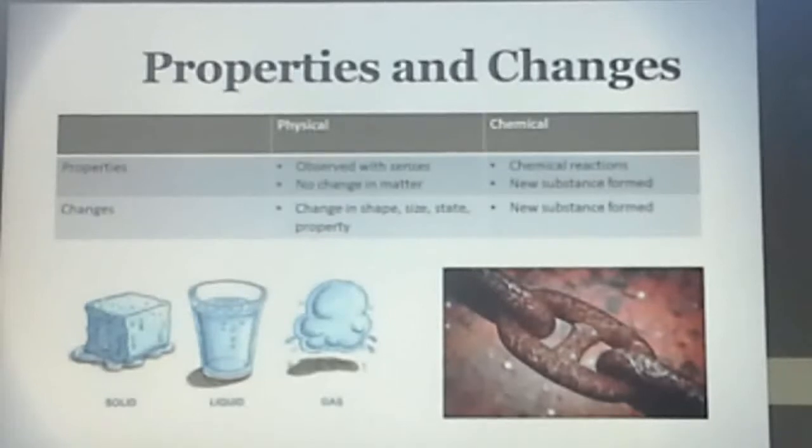Physical changes are when there is a change in shape, size, state or property from solid, liquid and gas. And chemical changes are the ones when new substances are formed. As you can see here, there is solid, liquid and gas, which are properties, and then the next following one is iron when it rusts, and when iron rusts, there is a chemical reaction, so it would be a chemical change.